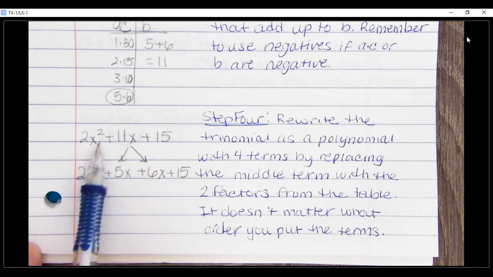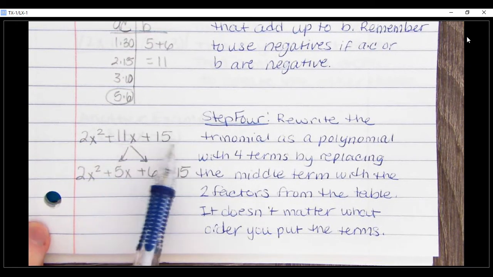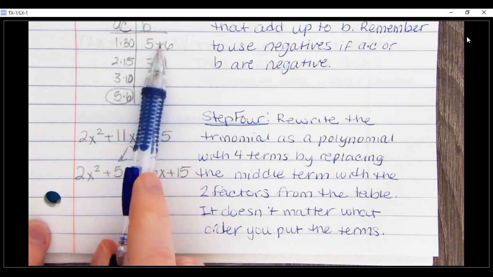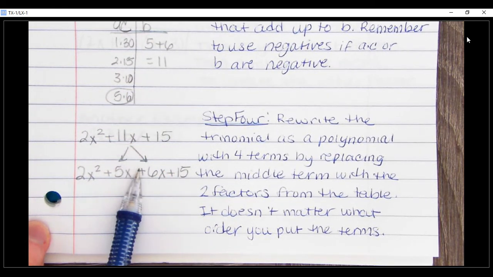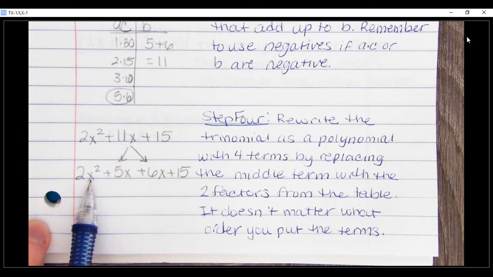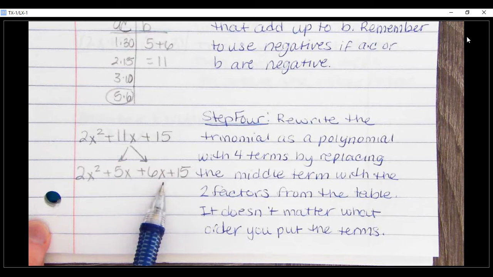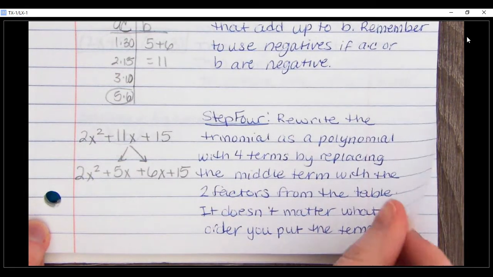So I had 2x squared plus 11x plus 15. I took my 2 terms, which is 5 plus 6, and I replaced 11x with them. So I now have 2x squared plus 5x plus 6x plus 15. I know it looks a little complicated, but the more you practice with this, the better.